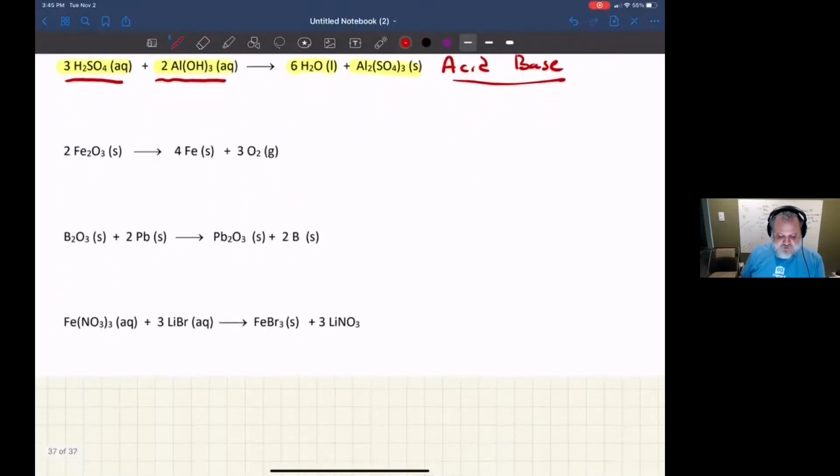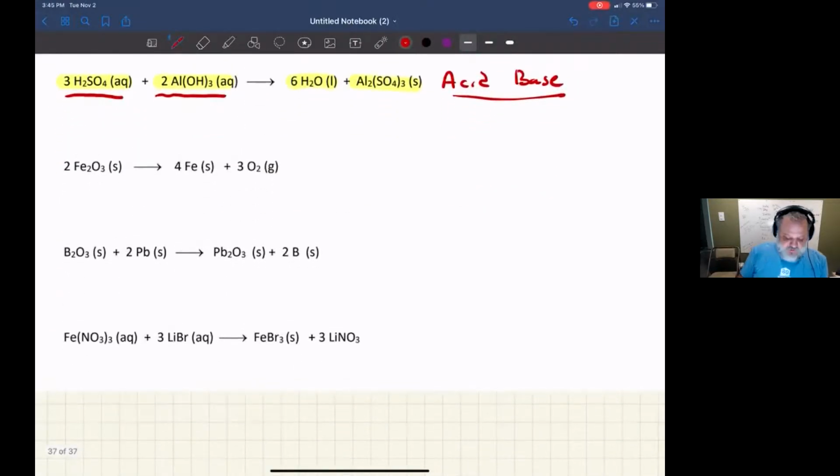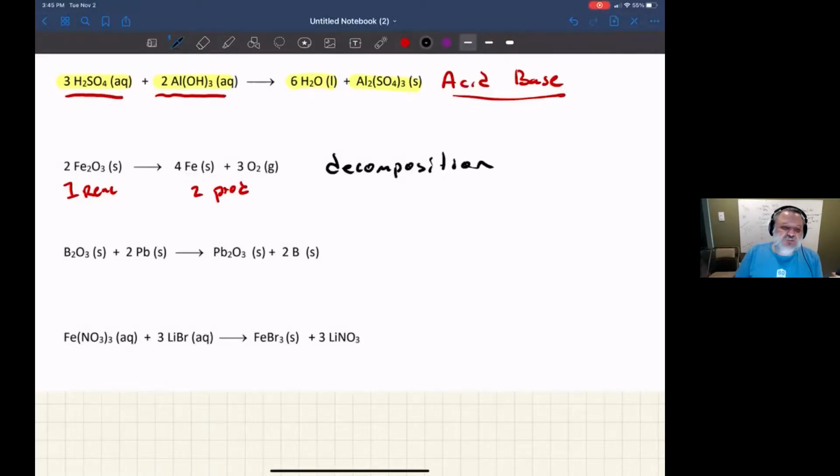Okay, what about the next guy? In this case, it looks like I have one reactant and it forms two products. So I have one species going into two species. And so this is a decomposition reaction. So decomposition is when one thing reacts and forms multiple other products. Or briefly, the number of products is more than the number of reactants.